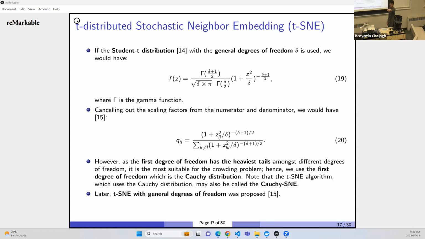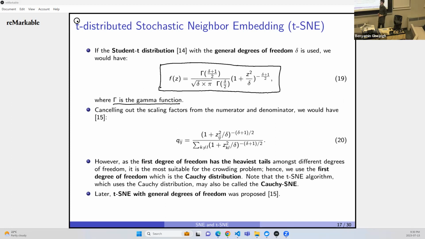You asked me what a student t distribution is. Equation 19 is a student t distribution. It's complicated. It has the gamma function. If you don't know what the gamma function is, look it up on Wikipedia. And it has a degree of freedom. The gamma function has a degree of freedom, delta.